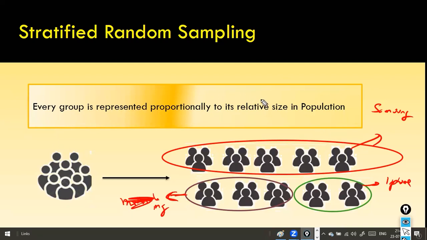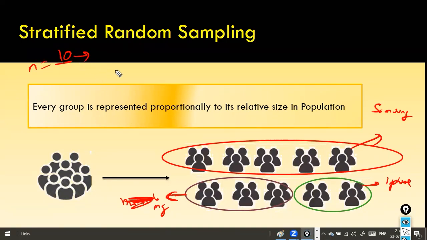In the case of stratified random sampling, what we do is draw a sample from all the groups. How do we draw the sample? The next question, how do we draw a sample from these 3 groups? Can I draw 1, 1, 1, or can I draw 5 and 5? In this case, each group is represented proportionally to its relative size in the population. Supposing, for the sake of simplicity, you have 10 customers that you want to randomly sample. Your sample size is 10.